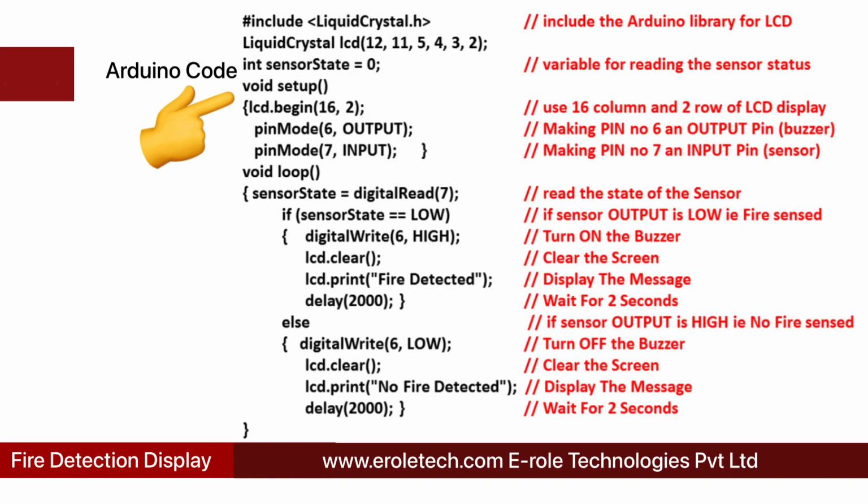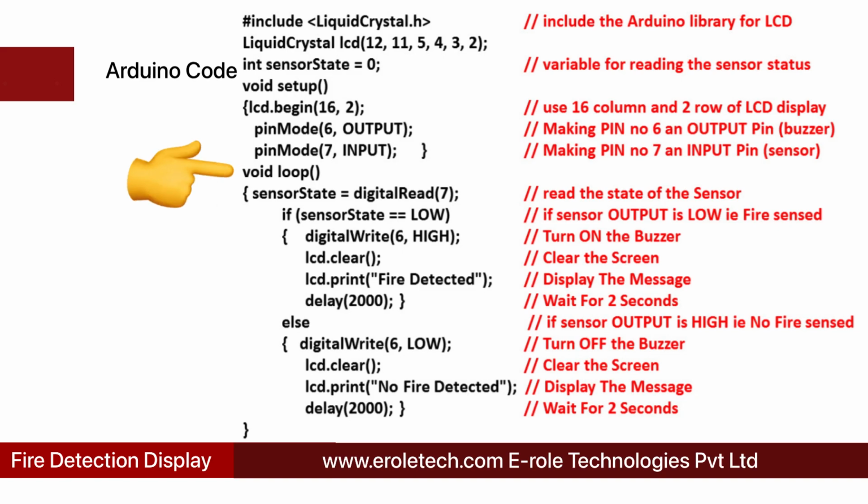Void setup is a function in which we have initialized the LCD. By using this function, lcd.begin(16,2), it means we are using 16 characters and 2 lines of the LCD display. In this project, we will give high or low signals to the buzzer connected at pin number 6. So we will make pin number 6 an output pin. We will read the status of the sensor connected at pin number 7. So we will make pin number 7 an input pin.